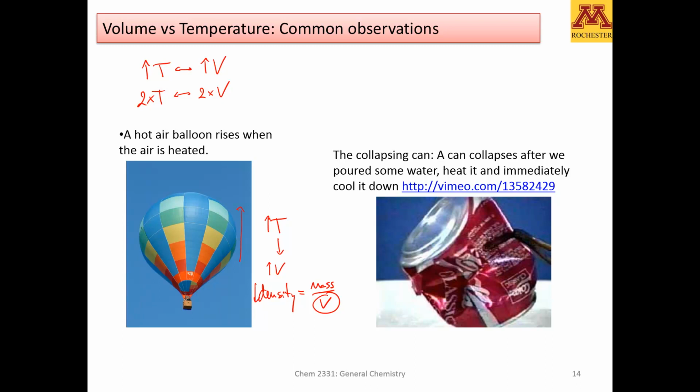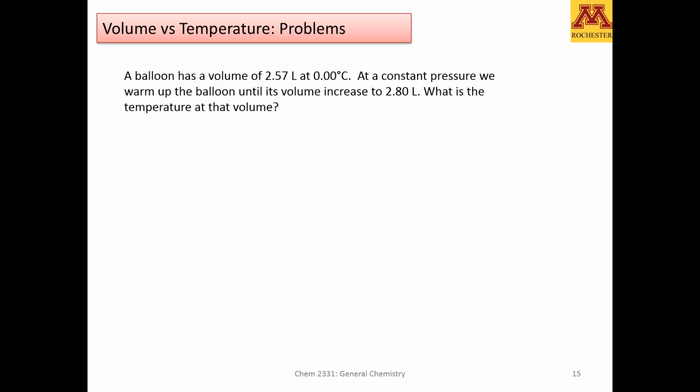Another very graphical example is the collapsing can. I encourage you to click on this video if you go to the PowerPoints that I'm giving you along with this video. If you click here, you will see what the collapsing can is. It's a very graphical example of Charles's law. So let's run a problem, a specific numerical question.